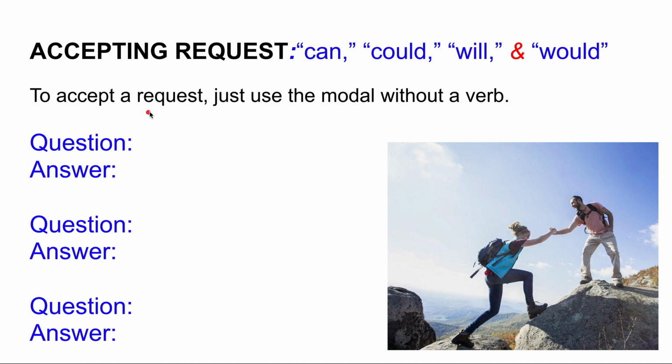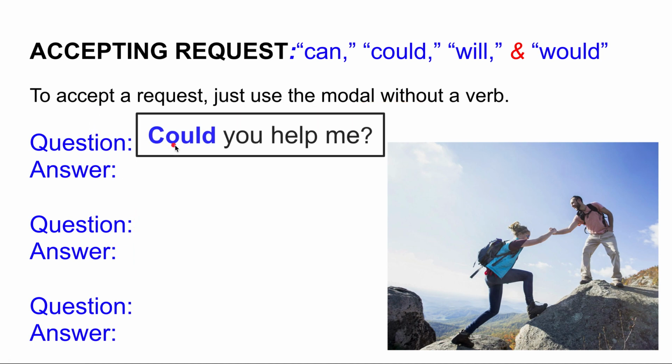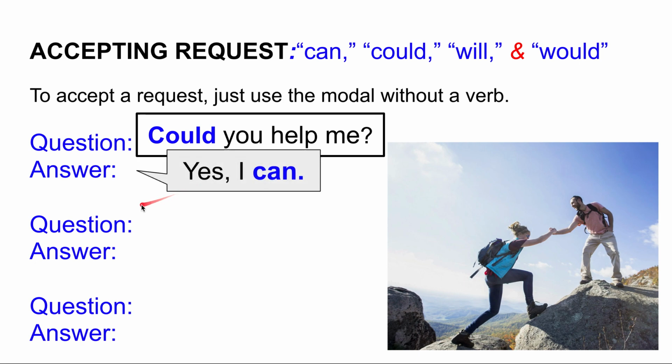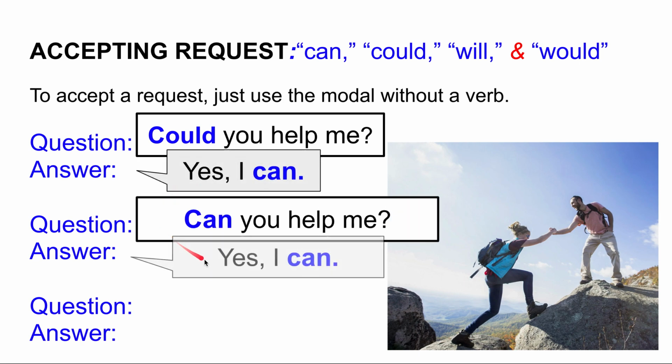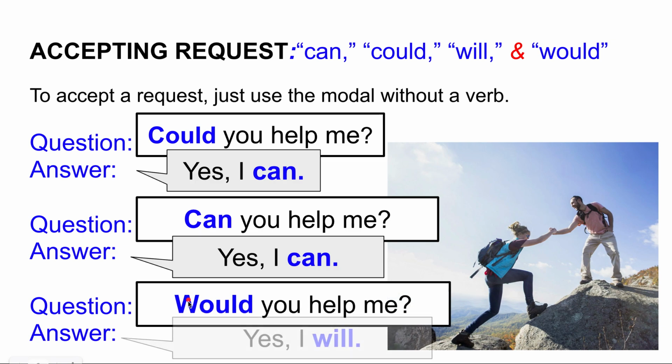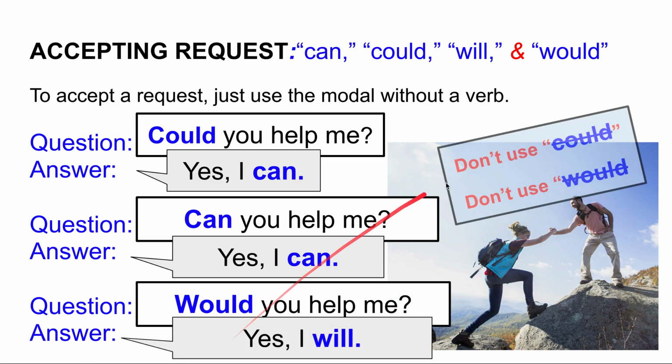Moving on. To accept a request, we just add the modal without a verb. So, for example, could you help me? Yes, I can. Okay. Can you help me? Yes, I can. Would you help me? Yes, I will. Please note that we don't use could or would to accept a request. Could and would are backshifted. They are polite, but if we use them to accept a request, it's an unreal situation or it's in the past.